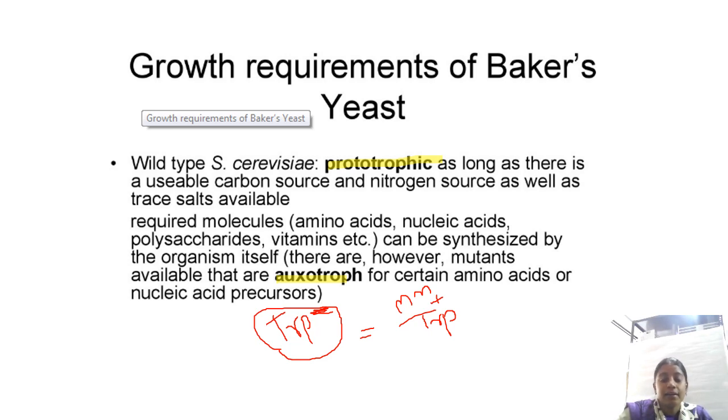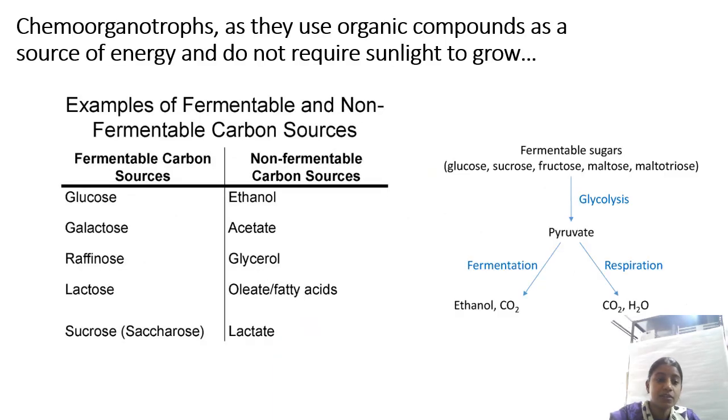There are several auxotrophic mutants available with Saccharomyces cerevisiae cells, which have to be isolated, purified, and screened in order to get genetically pure strains of the auxotrophic mutants. These auxotrophic mutant cells of Saccharomyces have various applications in molecular biology experiments. The yeasts are chemoorganotrophs. So what are chemoorganotrophs? These chemoorganotrophs can use organic compounds as the source of energy, and they do not require sunlight to grow.